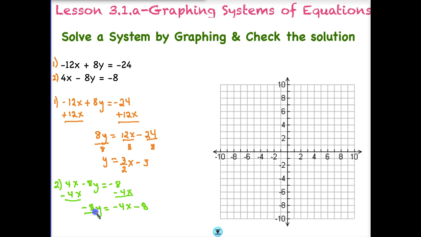Okay, and the final thing I need to do is divide by a -8. And make sure that you divide every term by the -8. So on the left, we are left with just 1y. Negative divided by negative is a +1. And then on the right, a -4 and a -8 reduced down to 1 over 2x. And a negative divided by a negative becomes a +1. -8 divided by -8 is +1. So now we have our answers. Let's go graph those in Khan Academy.